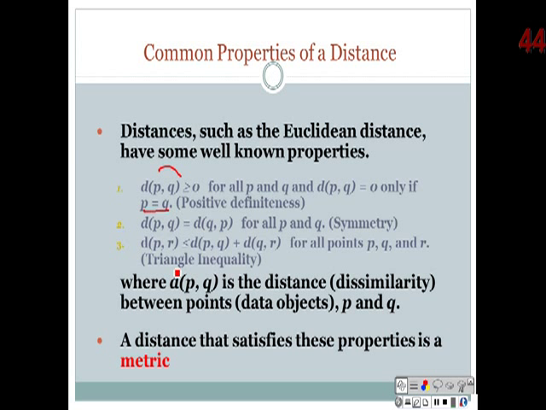And this is the most powerful formula. This is one of the properties of a distance between 2 points: the triangle inequality. So the distance between point P and R should be less than or equal to going from P to Q and then going from Q to R. So this is very normal. And a distance that satisfies these properties is known as a metric.